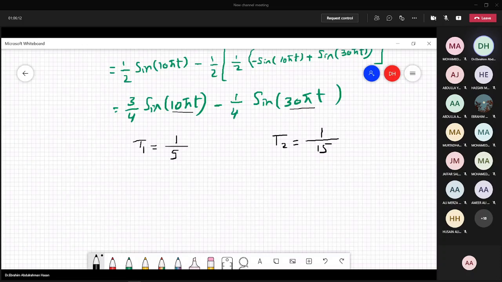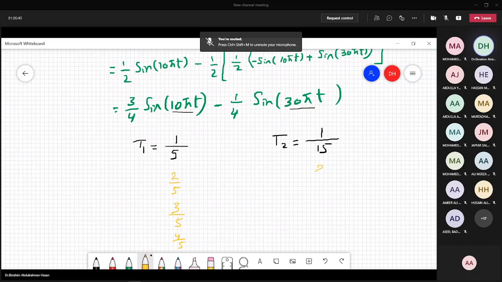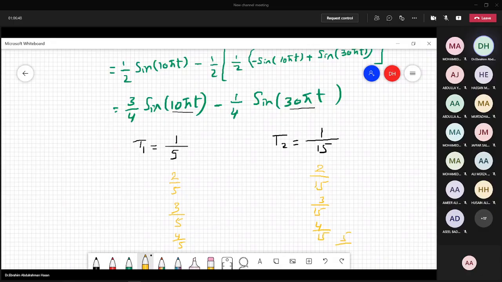Notice the period, as we said, means that it's repeating itself, which means that this one is going to repeat itself every 1 over 5 seconds. So it is 1 over 5, and the next one will be 2 over 5, then 3 over 5, 4 over 5, and so on. This one, again, is going to repeat itself every 1 over 15. So 1 over 15, then 2 over 15, then 3 over 15, 4 over 15, then 5 over 15, and so on.